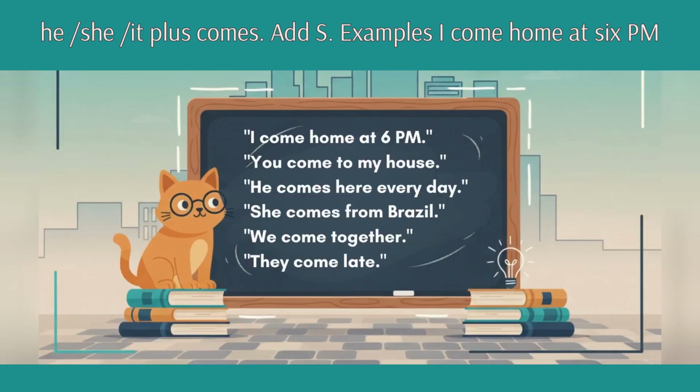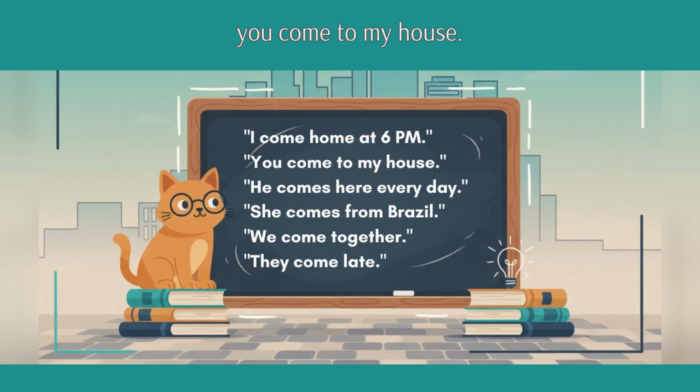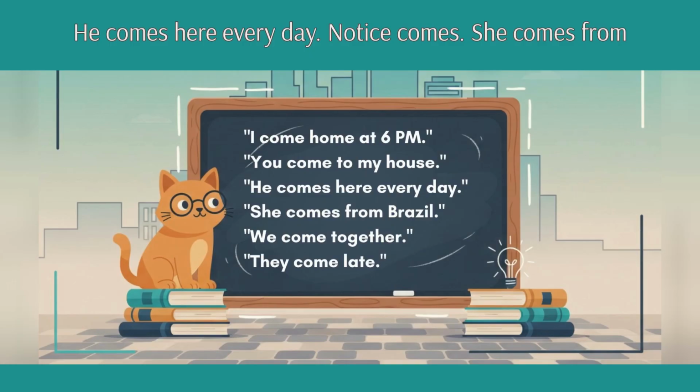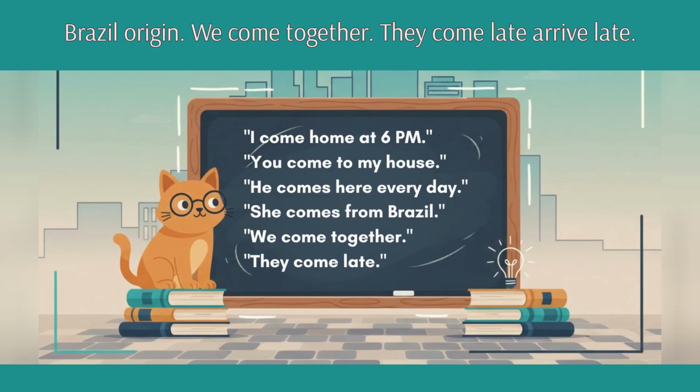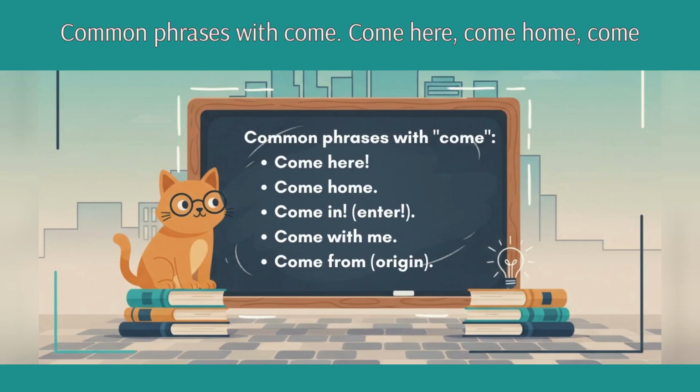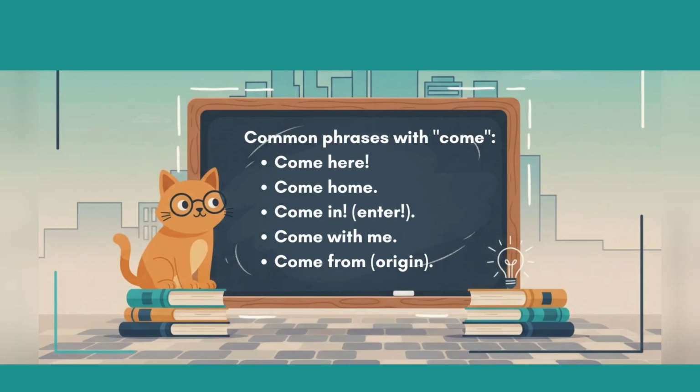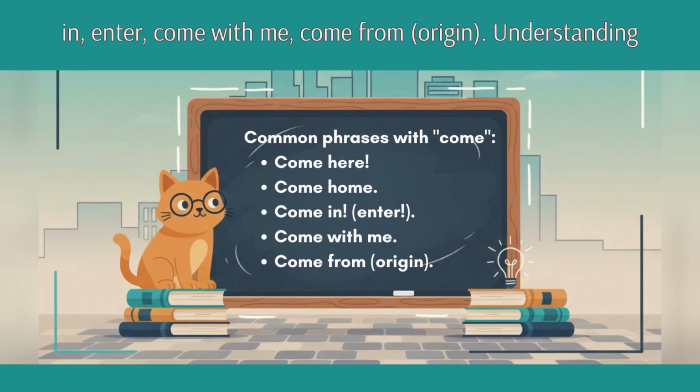Add s. Examples. I come home at 6 p.m. You come to my house. He comes here every day. Notice, comes. She comes from Brazil. Origin. We come together. They come late. Arrive late. Common phrases with come. Come here. Come home. Come in. Enter. Come with me. Come from.